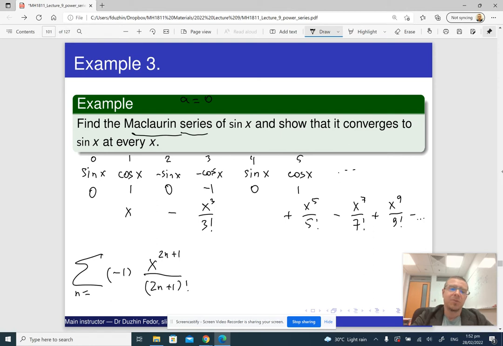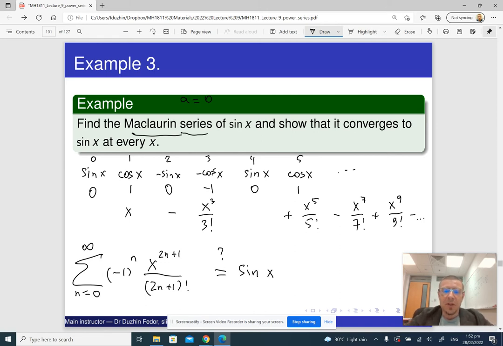X to the power 0 plus 1 is x, yeah, correct, so we're going to start from 0, and it's probably going to be minus 1 raised to the power n, because it starts from 0 and it starts from a positive term, right? So this is our Maclaurin series for sine x. And the question is to prove that it actually equals sine x.